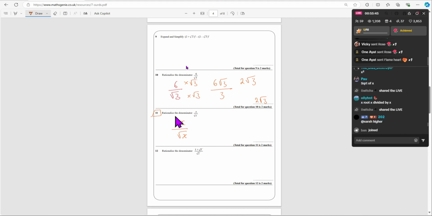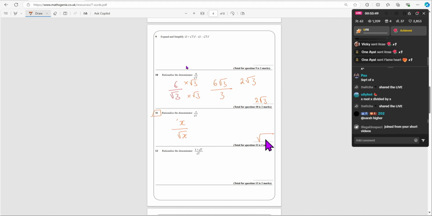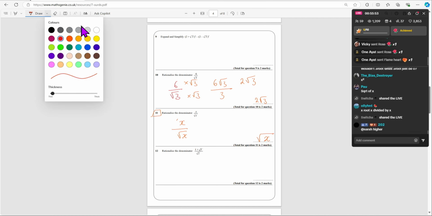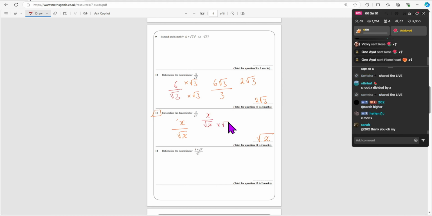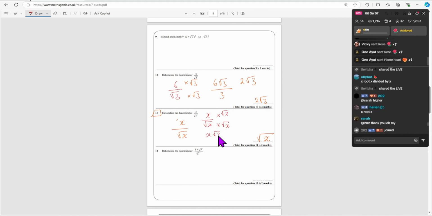So the answer is the square root of x. I'm going to quickly go through it. We have x over root x. We need to get rid of this square root sign, so we multiply the denominator and the numerator by the square root of x, and then you get x root x divided by x. These two will cancel out, and we end up with root x.